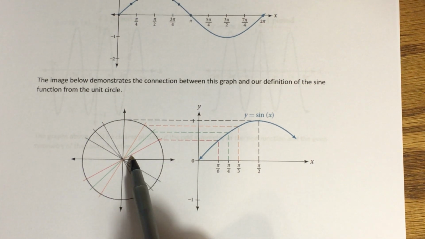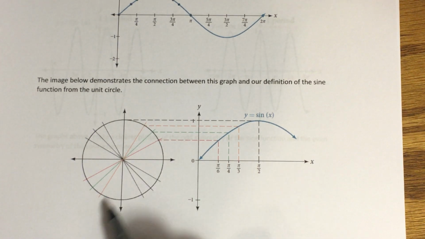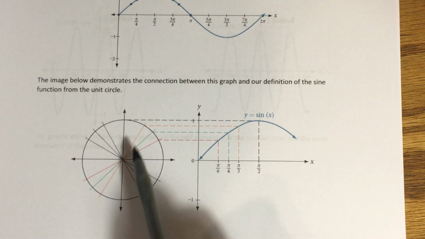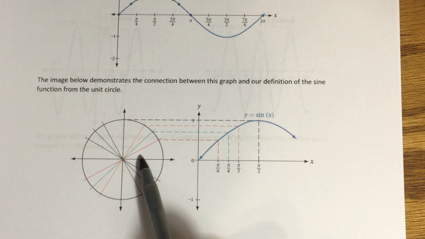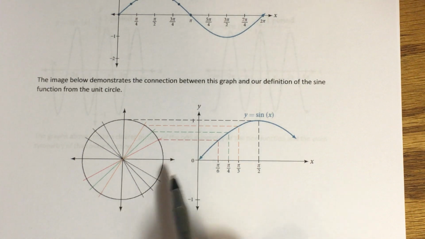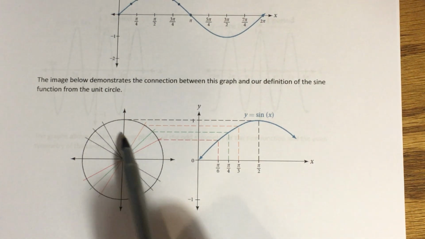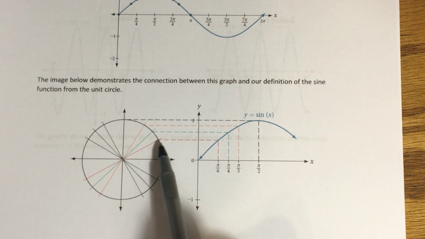So you're seeing this red terminal side, this green terminal side, and this orange terminal side corresponding to the angles pi over 6, pi over 4, pi over 3. Those angles are now being thought of as x values on the x-axis. What is the sine of each of those angles? Well, the sine of any angle, like we said before, corresponds to the y coordinate of the point on the unit circle that angle takes us to.